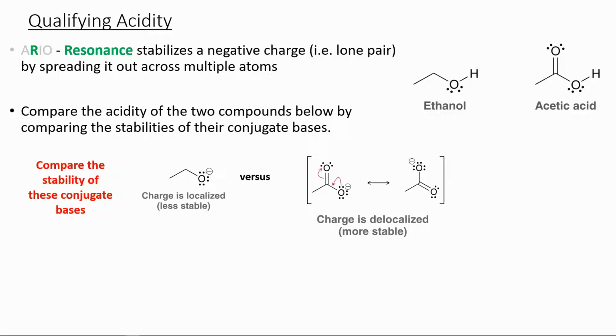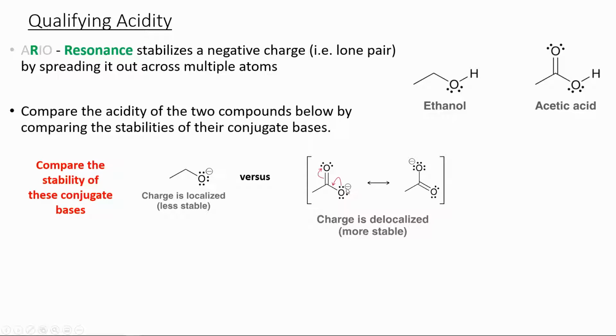So the next factor that will affect our acid strength, or the stability of the conjugate base, is resonance. Here we're going to compare ethanol to acetic acid. First, we'll deprotonate both ethanol and acetic acid to generate their conjugate bases. So we have ethanol anion, and we have the acetate anion. Ethanol has the negative charge from the oxygen residing on 1 oxygen, stabilized by only 1 oxygen.